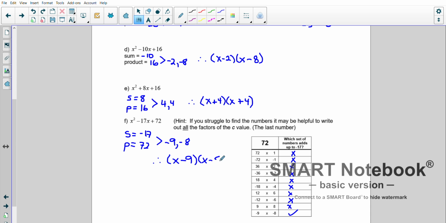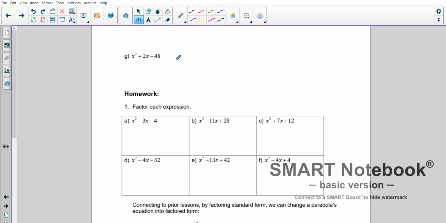And there you have it. I think there's one more on the next page, the last one. So I'm looking for two numbers that add up to 2, multiply to negative 48. And I'm going to go positive 8 and negative 6.